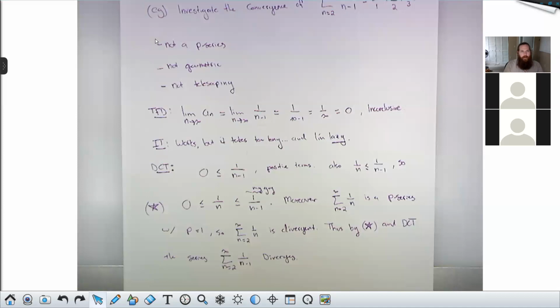So my series is not a p-series, it's not geometric, it's not telescoping, but he is term for term a little bit bigger than the divergent p-series 1 over n.